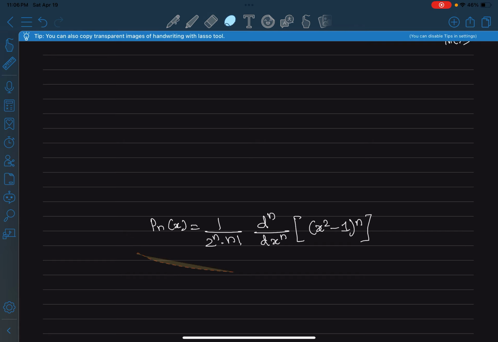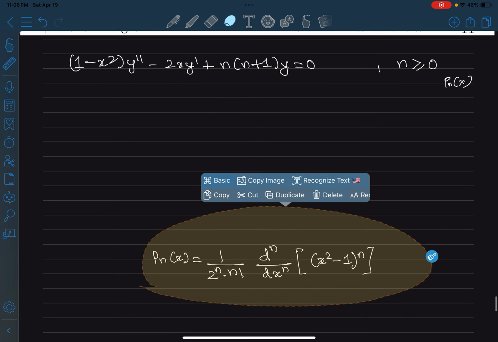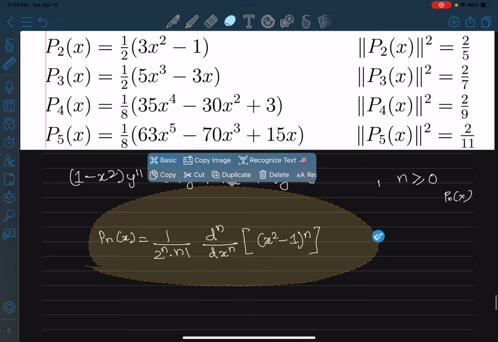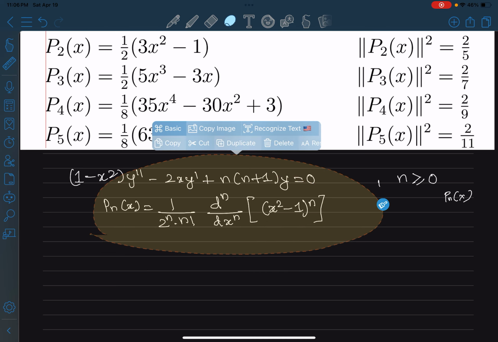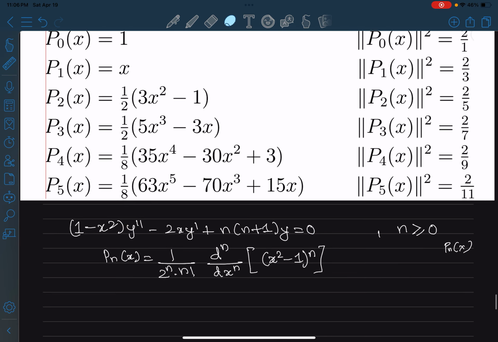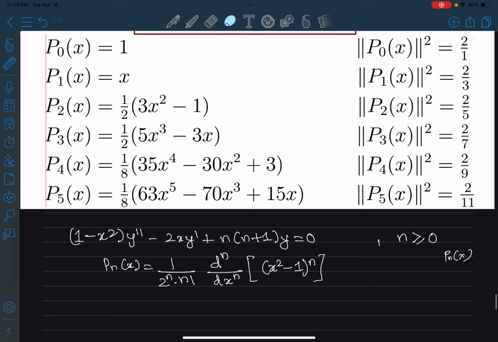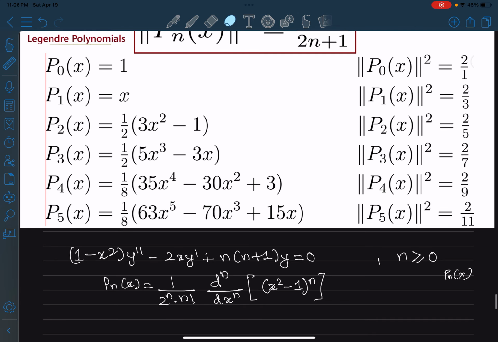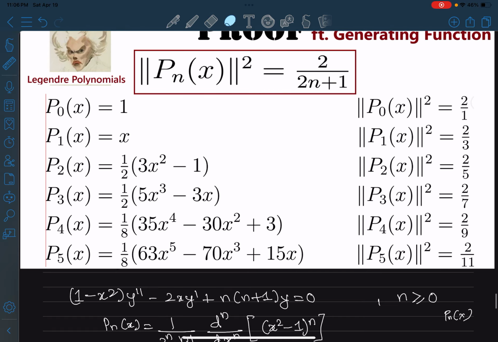And there's already a general formula. This is called the Rodrigues formula, which is a general solution to this differential equation, P sub n of x. Using this formula, you can actually get all these Legendre polynomials, right? Just substitute n equals 1, 2, and go on, and you can get all these polynomials.